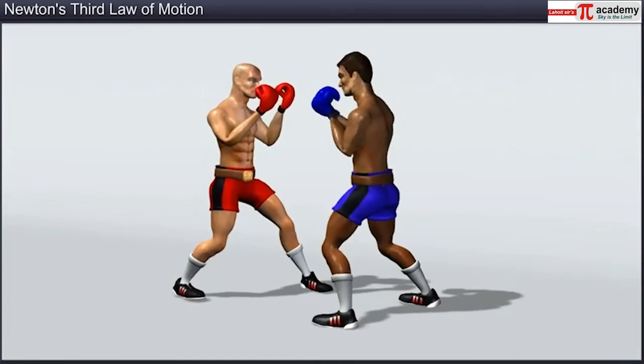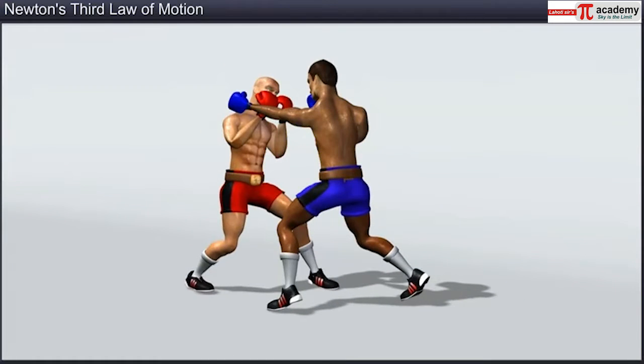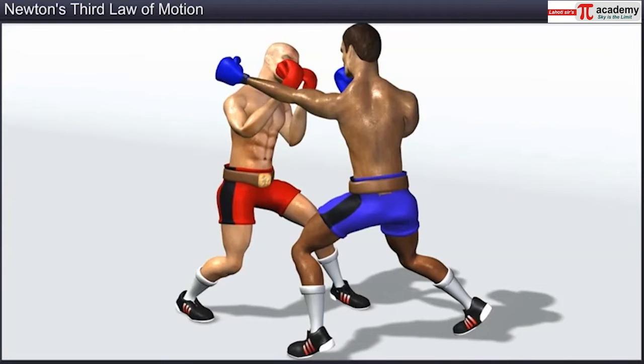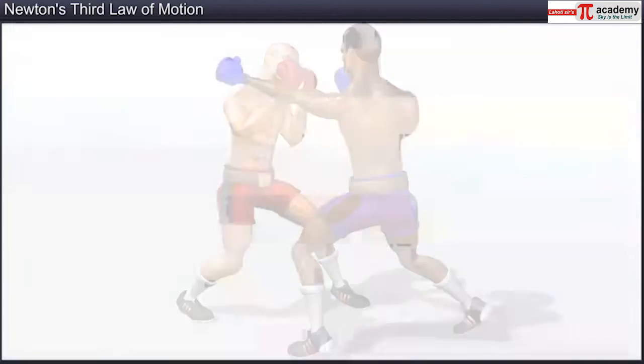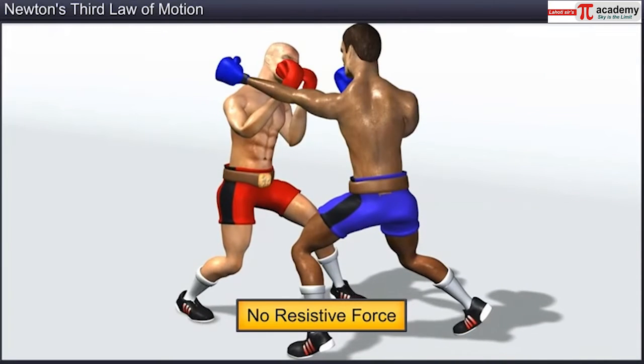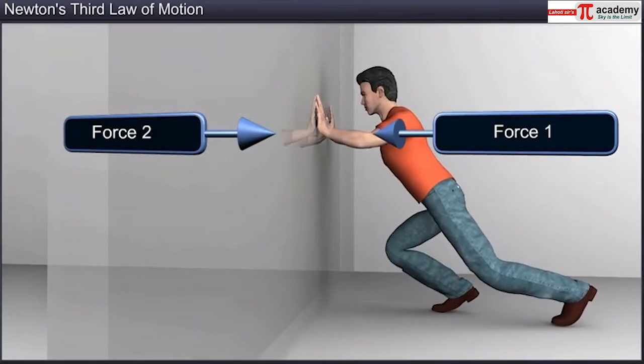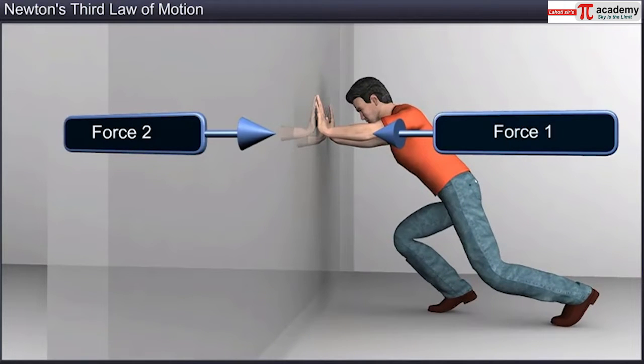A boxer tries to land a heavy punch on his opponent. The opponent intelligently sidesteps from the line of action of the punch. The punch goes waste. The boxer could not apply the force in the absence of a resistive force opposing it. From these two examples, we can conclude that forces always occur in pairs and always act on two different bodies.